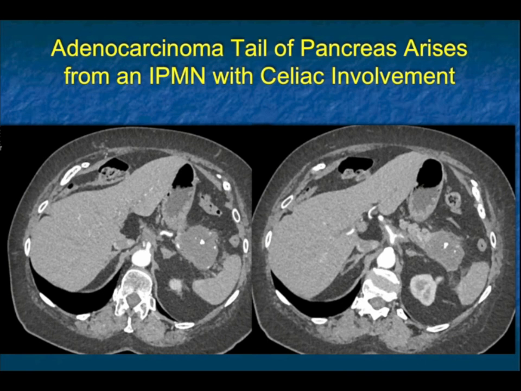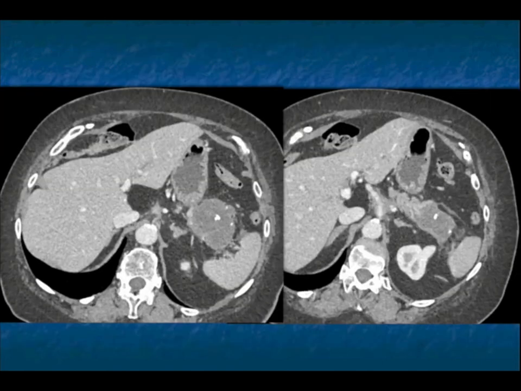Sometimes we see it in a case like this where the patient initially had an IPMN, and IPMNs can have calcification, and now there's a tumor involving the tail of the pancreas. You can see the tumor grows medially and posteriorly, and there's encasement of the celiac axis, including the patient's hepatic and splenic artery. And again, it's an obvious mass.